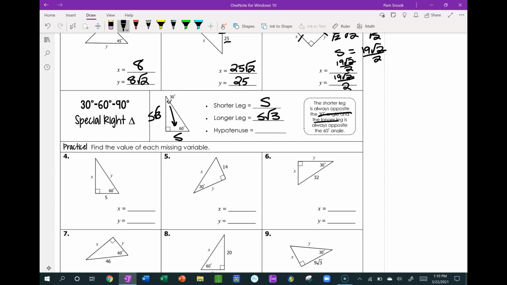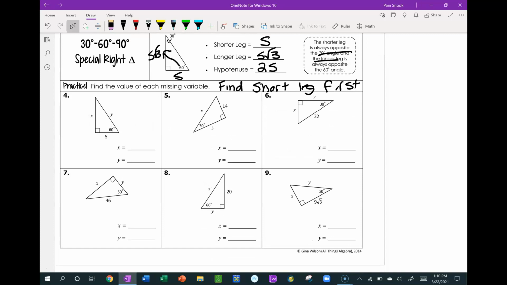And it is opposite the 60. So if you find that 60-degree, opposite that is going to be your long leg. And then your hypotenuse is just 2 times the short leg. So because everything is based on short leg, when you do these problems, find the short leg first. And then all you have to do is apply the patterns to get the rest of the problem.